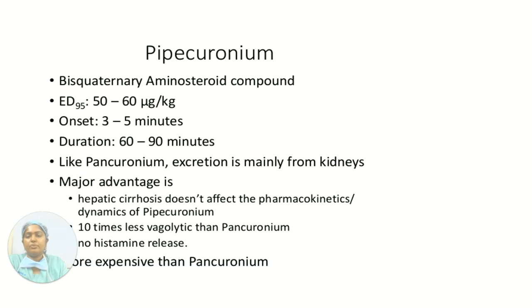Then coming to pipecuronium, it's a bisquaternary ammonium steroid compound. Its ED95 is 50 to 60 microgram per kg. Onset is 3 to 5 minutes. Duration is 60 to 90 minutes. Like pancuronium, excretion is mainly through the kidney. Its major advantage is that hepatic cirrhosis does not affect the pharmacokinetics or dynamics of pipecuronium. It is 10 times less vagolytic than pancuronium. It has no histamine release. But the thing is, it is more expensive than pancuronium.